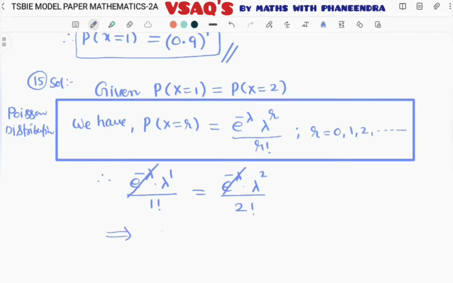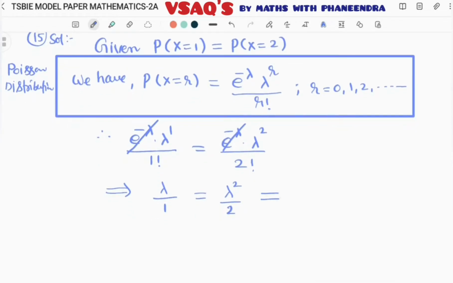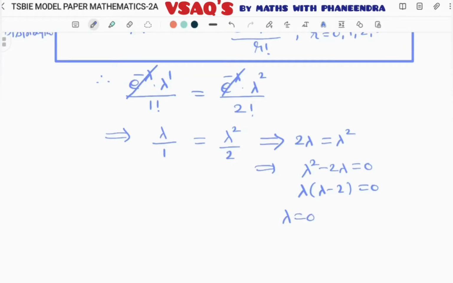Lambda power 1 means lambda by 1 factorial, which is 1, equal to lambda square by 2 factorial, which is 2. So cross multiply: 2 lambda is equal to lambda square. So lambda square minus 2 lambda equal to 0, so lambda into lambda minus 2 equal to 0. So you will get lambda equal to 0 or lambda is equal to 2.